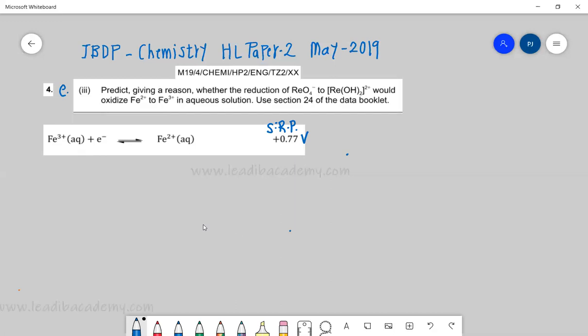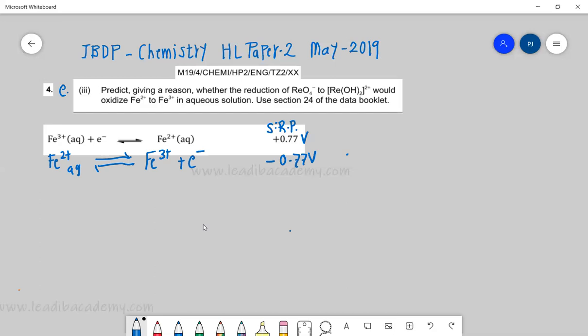They are always shown as a standard reduction potential, not as oxidation. So if we want to see whether Fe2+ gets oxidized to Fe3+ plus an electron, then we need to mention only this. We need to reverse the sign. And what is meant by the minus sign?